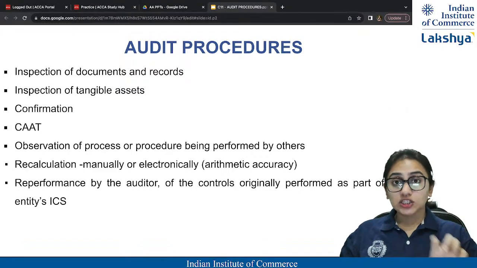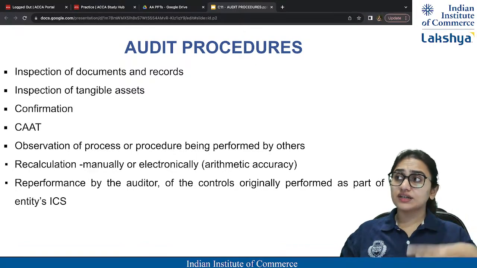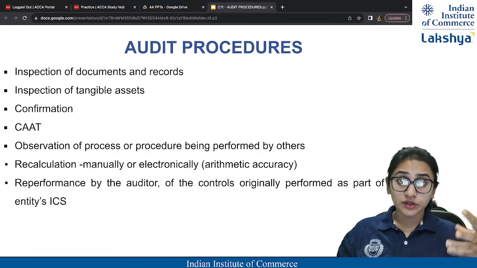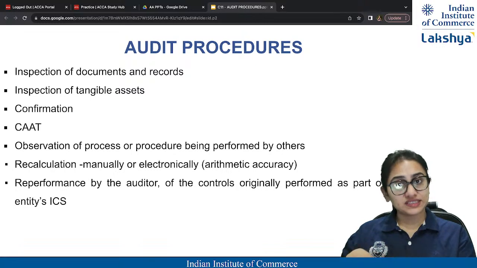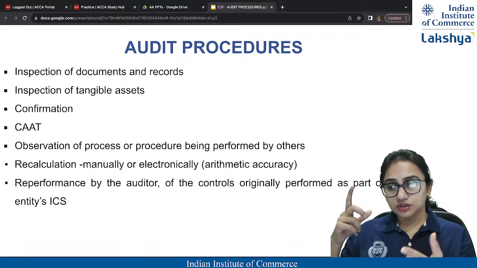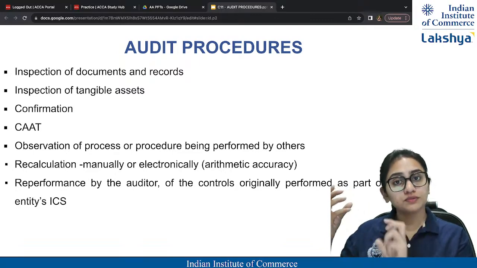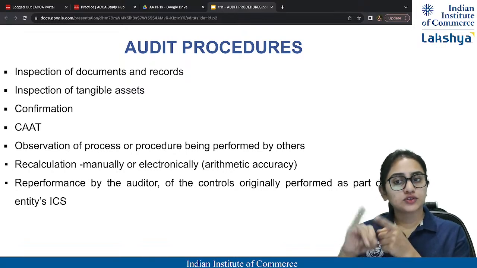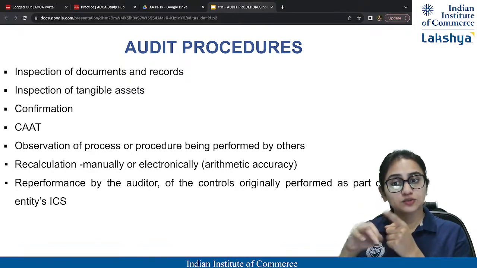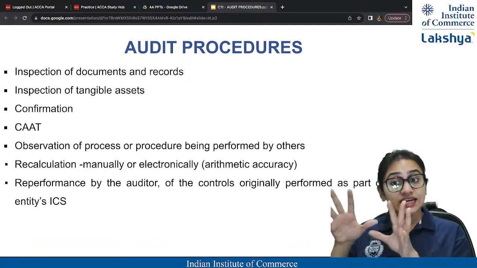Now these are general audit procedures, and I would want my students to use this if there are substantive procedures on an item which you don't know. So I'm not telling you just to copy paste this, but use your discretion related to the matter, whatever the matter is, and design your own procedures keeping this as the base. So inspection of records and documents, inspection of tangible assets, confirmation, CAT, observation, recalculation, and reperformance. Keep this as the base.